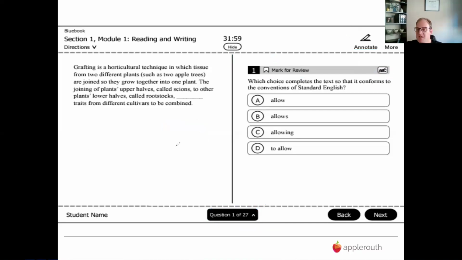So once we get to the experts, you might be able to look at this question and say, well, allow, allows. This is probably a subject-verb agreement question. And so, if we really are experts, we know it's probably one of these, and C and D are wrong. Let's just look. The joining of plants' upper halves, called scions, to other plants' lower halves, called rootstocks. So our subject here is the joining, even though there's a bunch of plural nouns in here. The joining allows traits. So for this one, it'd be B.